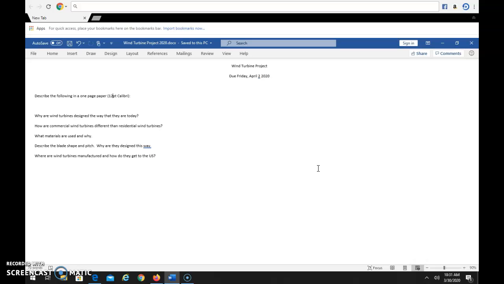So why are wind turbines designed the way they are today? How are commercial wind turbines different than residential wind turbines? What materials are they using and why? Then you're going to describe the blade, shaft, and pitch of a general wind turbine, and then you're going to talk about your own. So why did you choose to design yours in the way that you did?